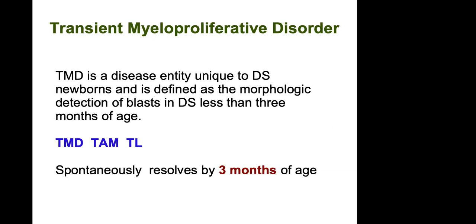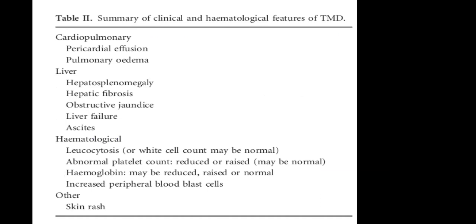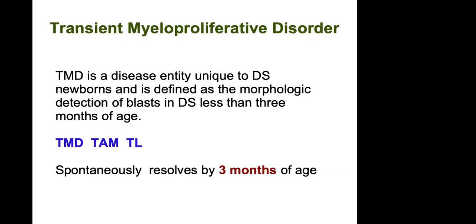Spontaneously resolved by 3 months of age. You need not worry if they do not have many complications; then they resolve by themselves, and nothing is needed actually. We had a child a few years back with all these features suggestive of TMD, but he did not have clinical features like ascites, pleural effusion, pericardial effusion, or distress. So we managed him conservatively and did nothing actually, and he is now 3.5 years old.